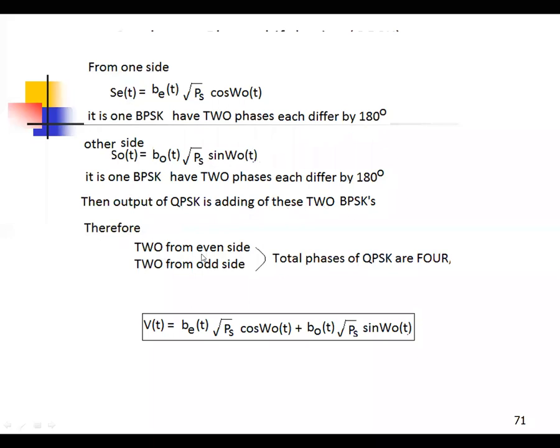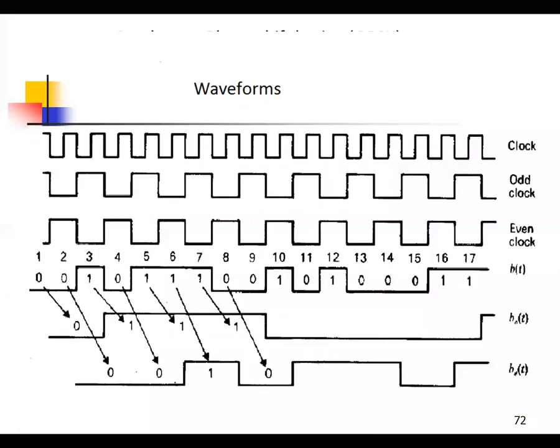Then the output of QPSK is the addition of these two BPSKs. Therefore, 2 phases from the even side and 2 from the odd side, so the total phases of QPSK are 4. The output of QPSK is equal to B of t root PS cos omega naught t plus B naught of t root PS sin omega naught t. So this is the explanation of the block diagram.